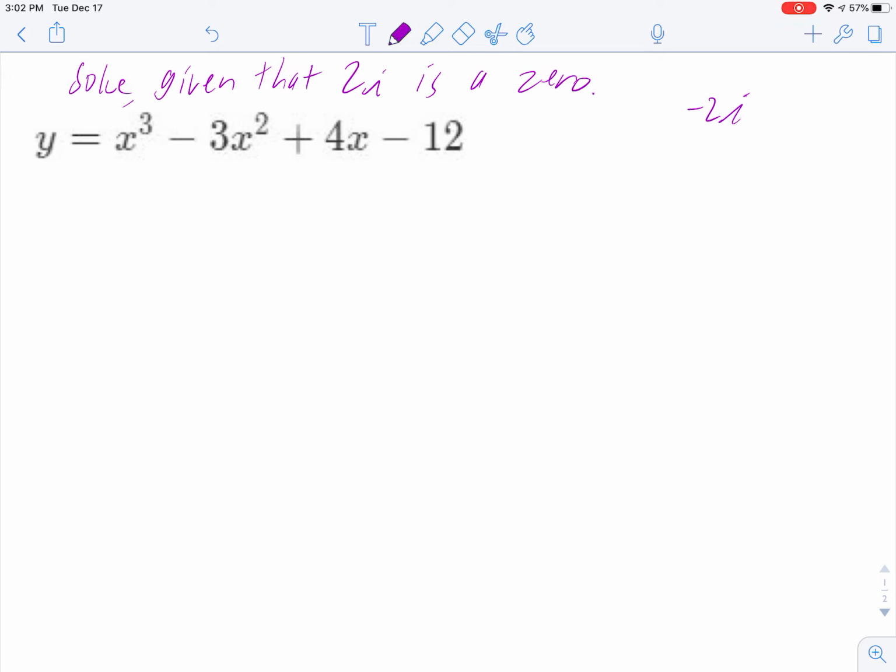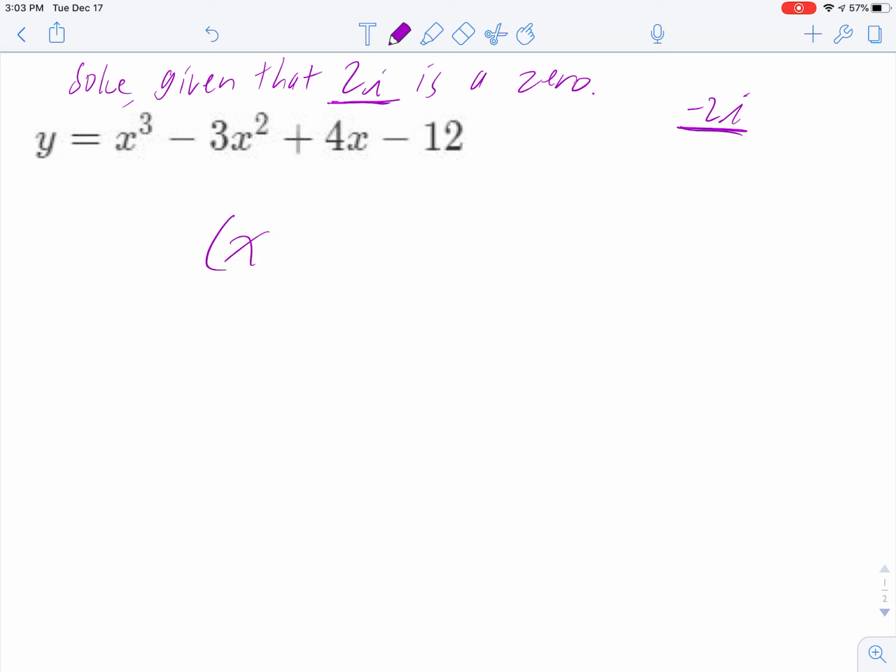To show you the same problem, only using long division. So same idea. If we're given that 2i is a 0, then we know that negative 2i is also a 0. So I'm going to do something a little weird. I'm going to sort of think of these as what they would look like as factors.